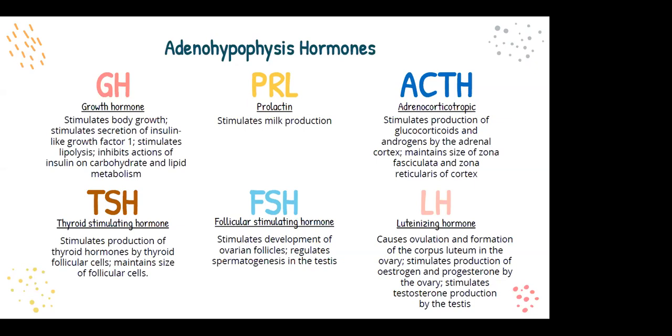The next hormone is thyroid stimulating hormone, which stimulates production of thyroid hormone by thyroid follicular cells and maintains the size of the follicular cells. And the next hormone is follicle stimulating hormone.